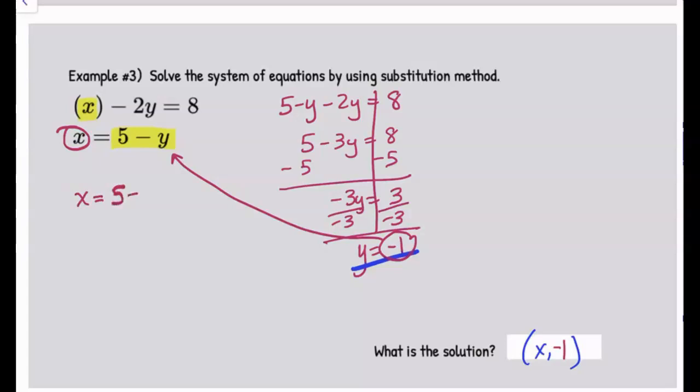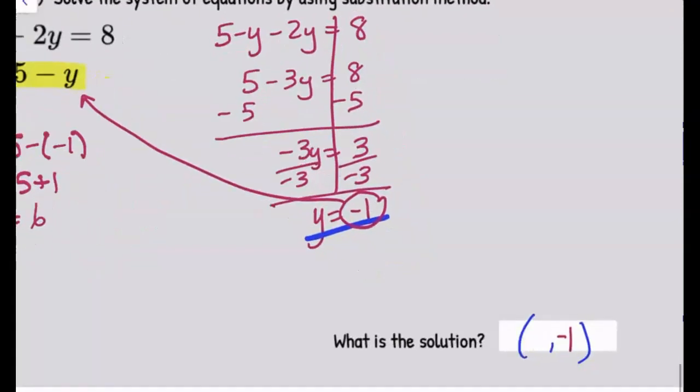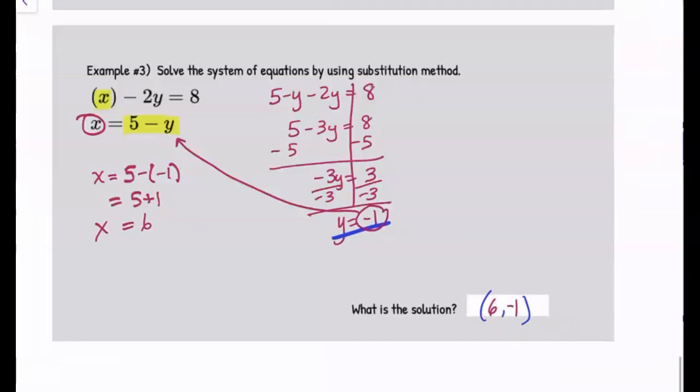5 minus, and my y is a negative 1. So I end up with 5 plus 1, or 6. x equals 6. So now I can put 6 in my solution. And let's check it out. We did just check it on the second one, but let's check it on the first.